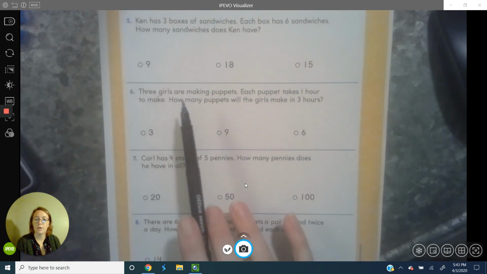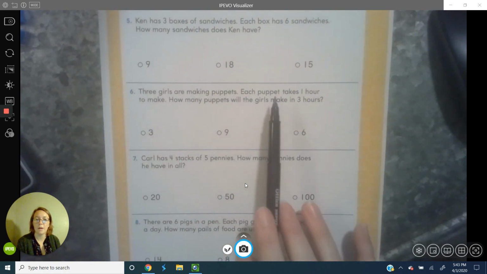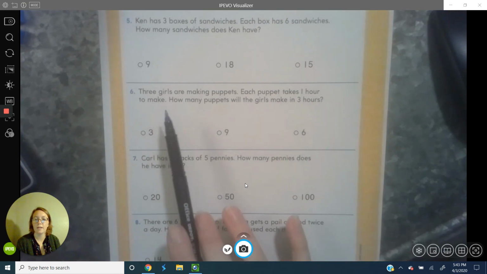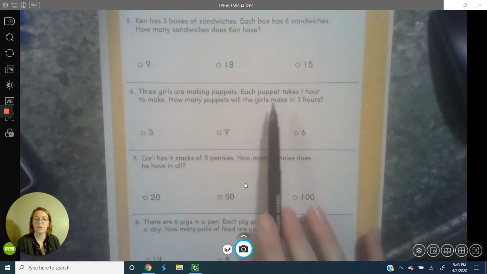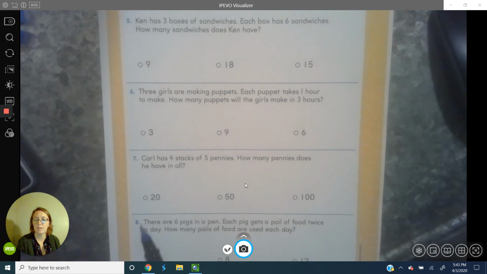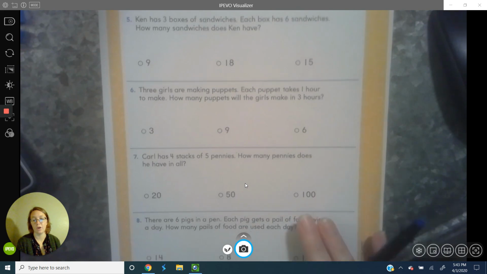3 girls are making puppets. Each puppet takes 1 hour to make. How many puppets will the girls make in 3 hours? So this one's a little bit harder because you have to think of the hour as the group. Okay? So how many puppets are you able to make? How many objects are fitting in that hour? Okay? And you have 3 hours in all.